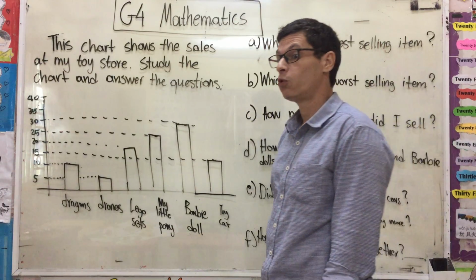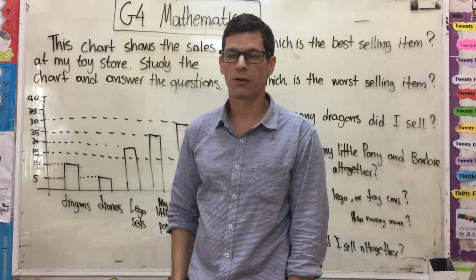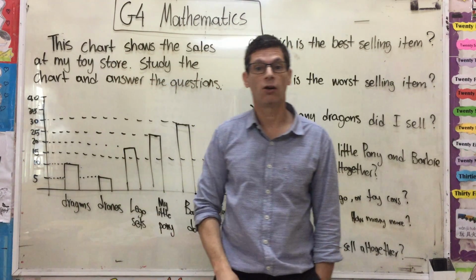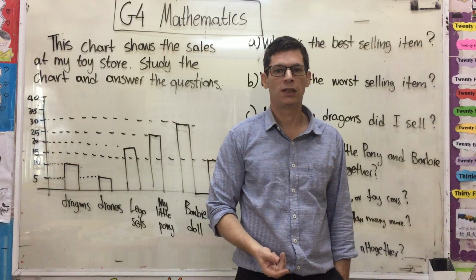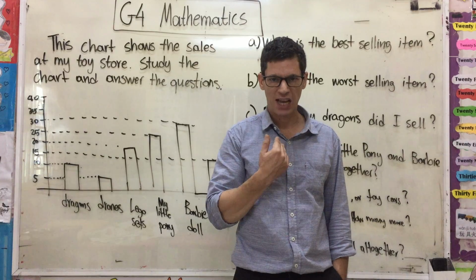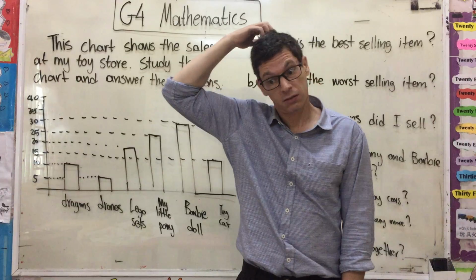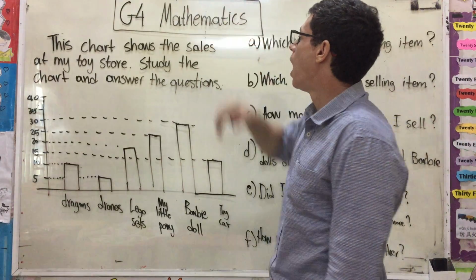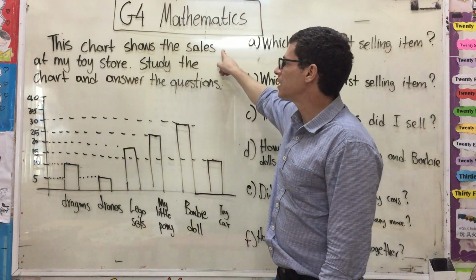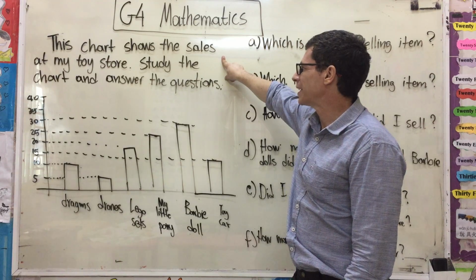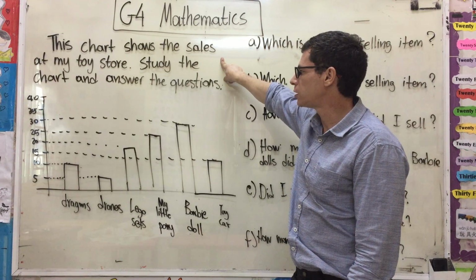So let's see what kind of exercise we're dealing with. Can someone read what it says at the top? What do you mean? There is no one in the classroom and I have to do it. Not fair at all, but I will play along. This chart shows the sale at my toy store. Study the chart and answer the questions.